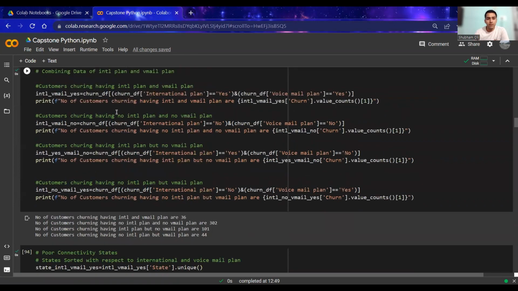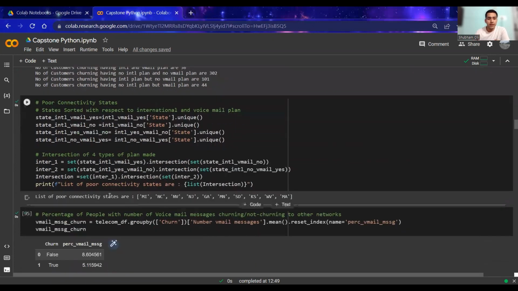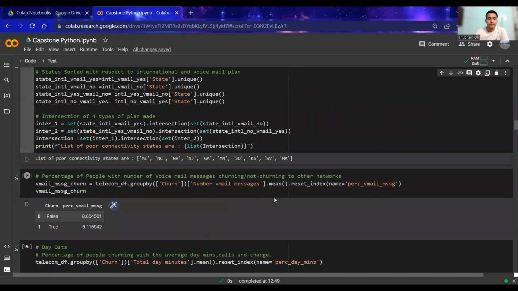Now combining data of international and voicemail plan. So here we find that number of customers churning having international and voicemail plan are 36, and those customers churning having no international plan and no voicemail plan are 302, and number of customers having international plan but no voicemail plan are 101, and those having no international plan but voicemail plan are 44. So for poor connectivity states, this is the list of those states.